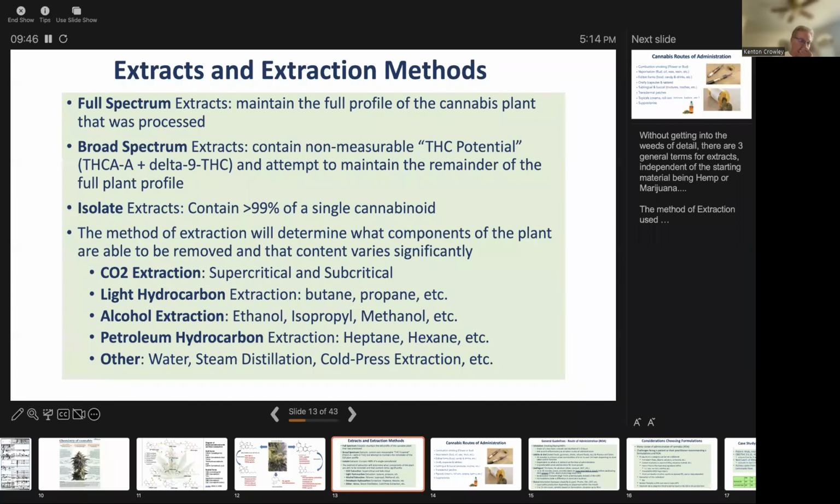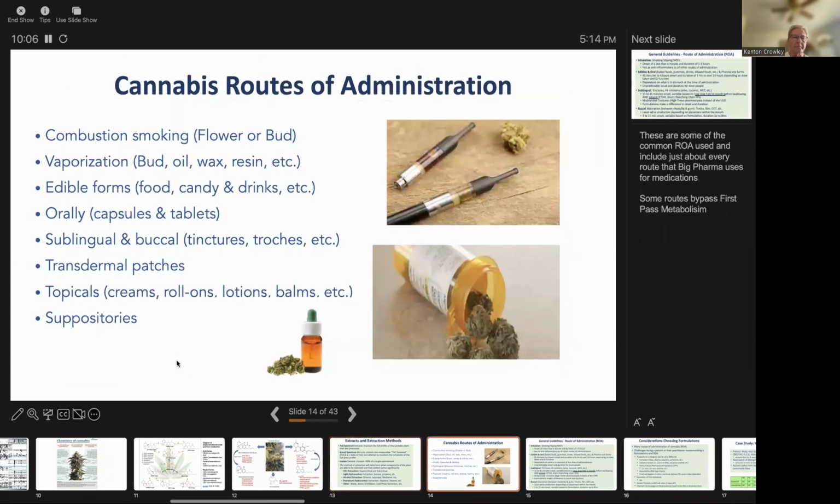In the commercial big farming platform, petroleum hydrocarbons are generally used. And in the commercial space for hemp, those are the main methods of extraction.